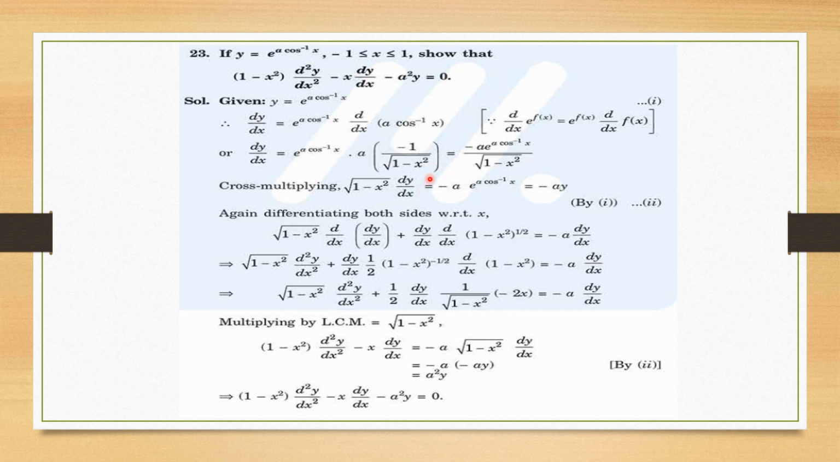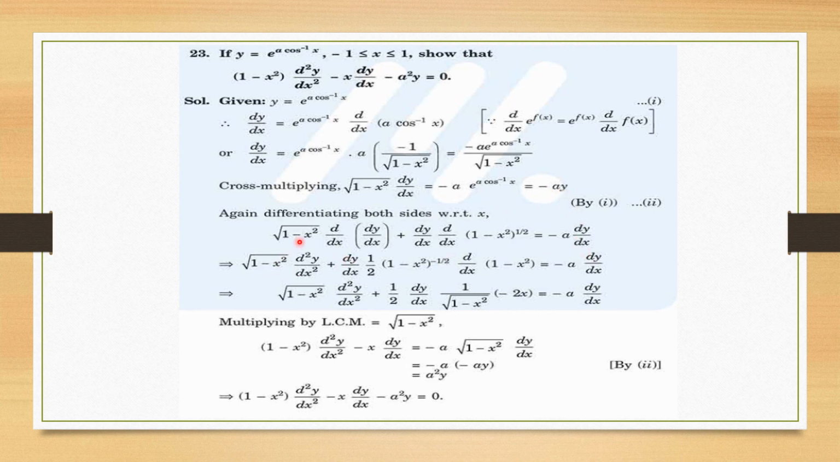As I told you that day also in the tan inverse question, you have to take this root 1 minus x square to this side. As this is the same as y, this root 1 minus x square times dy by dx becomes minus ay. Now differentiate it again. You will get root 1 minus x square times d/dx of dy by dx, which is d square y by dx square, plus dy by dx into the derivative of this root 1 minus x square, and it is minus a dy by dx.